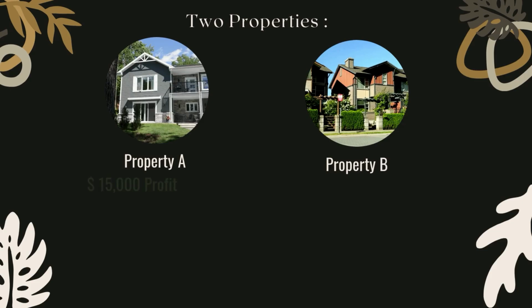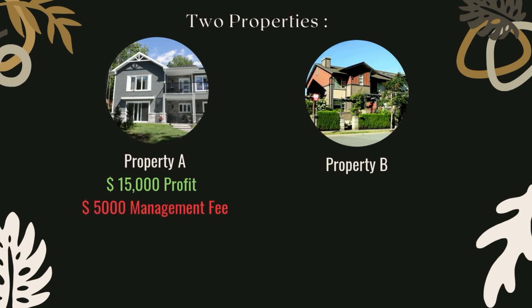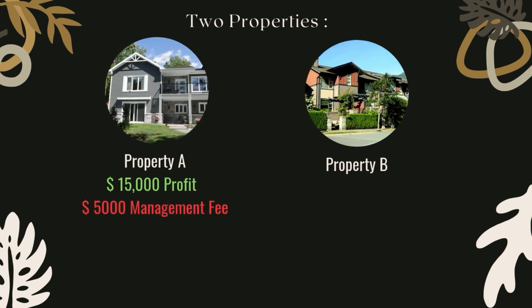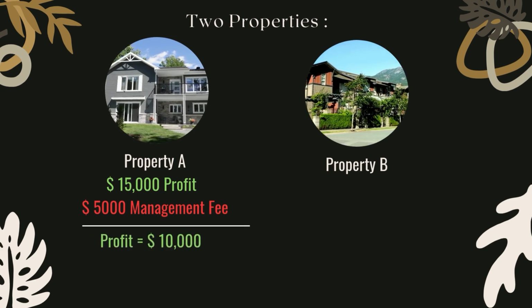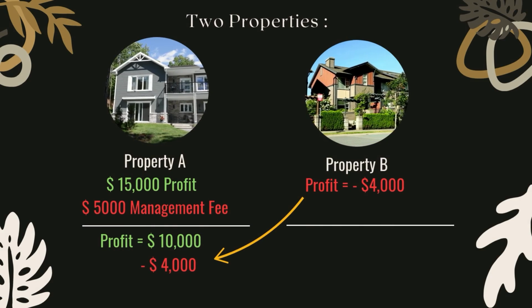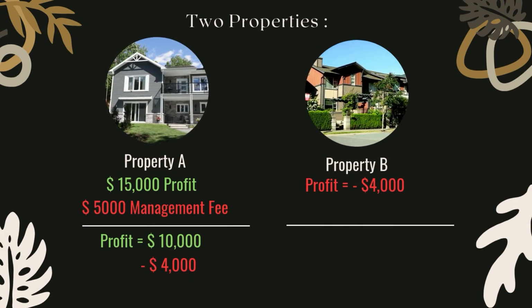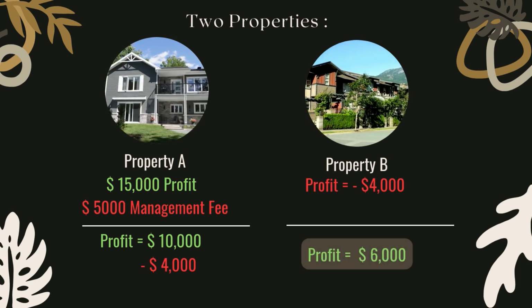So let's use strategy number 1. We're going to accelerate expenditures. So what I'm going to have you do on property A is prepay $5,000 of next year's management fee. Now what that does for you is it reduces your $15,000 profit on property A to $10,000. Next, we're going to offset the $4,000 loss on property B against property A. The result, $10,000 minus $4,000, now you're down to a $6,000 profit.